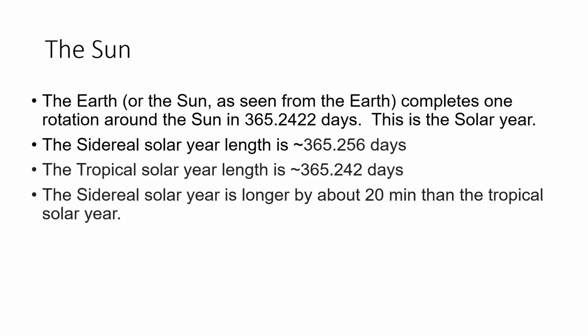The length of the sidereal solar year is 365.256 days. The length of the tropical solar year is 365.242 days. The difference between the sidereal solar year and the tropical solar year is about 20 minutes. The sidereal solar year is longer by about 20 minutes than the length of the tropical solar year.